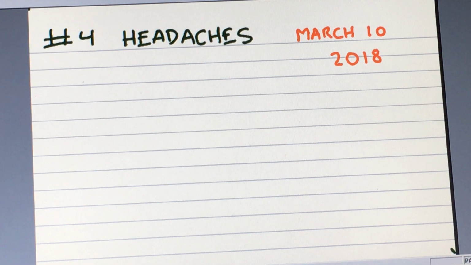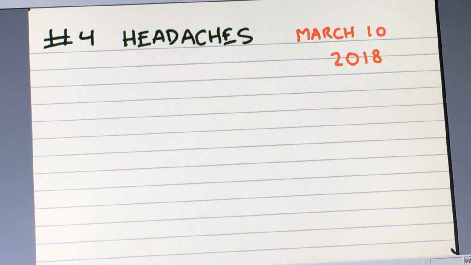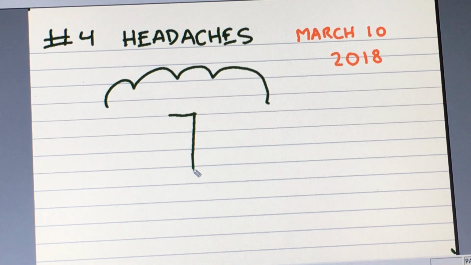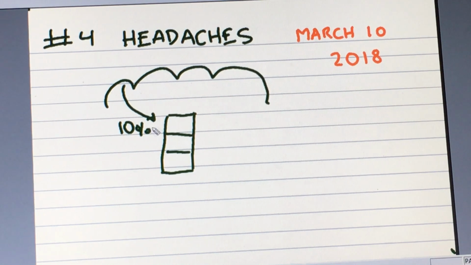On March 10th, 2018, we'll be discussing headaches and the various mechanisms that can be involved. Looking from a functional neurologic standpoint, if we look at the brain and see how it communicates to the brain stem, which controls your vital centers, we realize that the brain does 10% of its output to the activating centers to keep you alive.